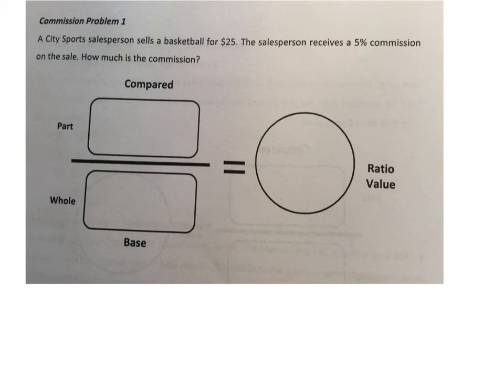A City Sports salesperson sells a basketball for $25. The salesperson receives a 5% commission on the sale. How much is the commission? So commission is like when you're a salesman, you get more money with how much you sell. So the more stuff you sell, the more you'll make in a week.